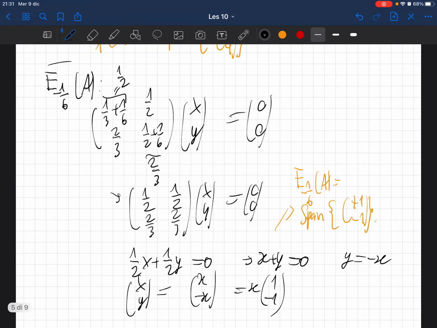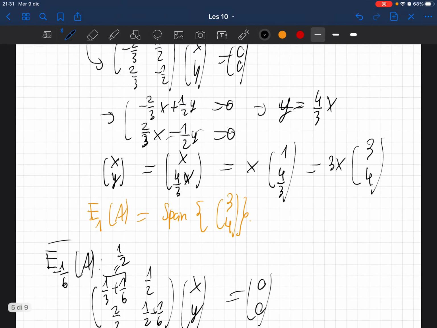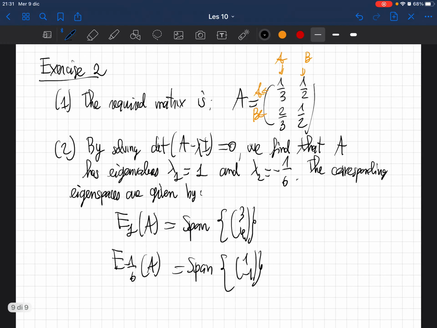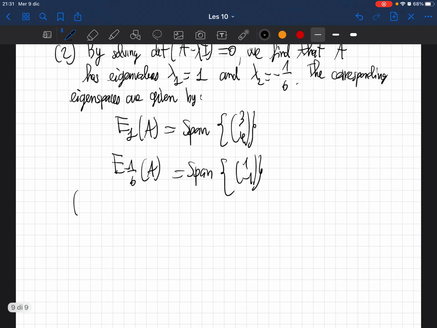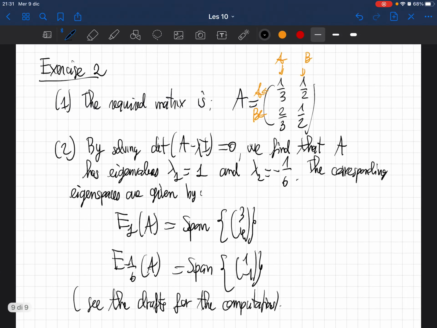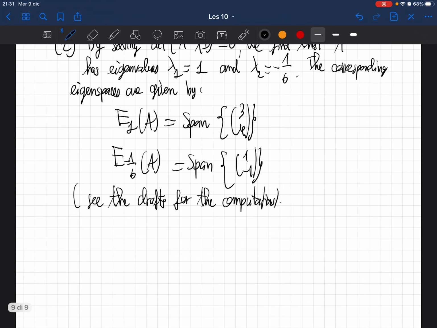Okay, (1, -1), (3, 4). Yes, very good. See the drafts for the computations.